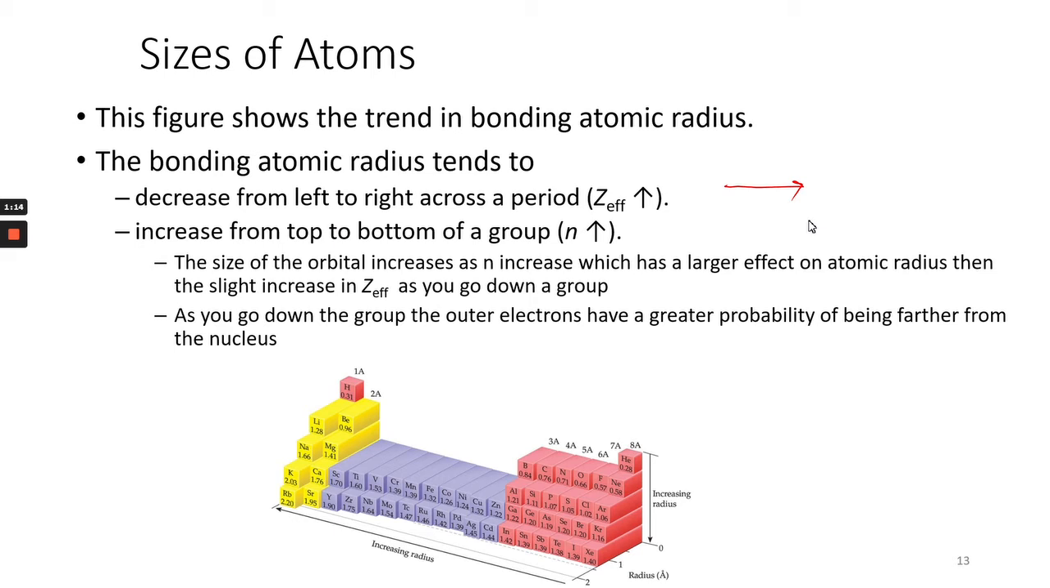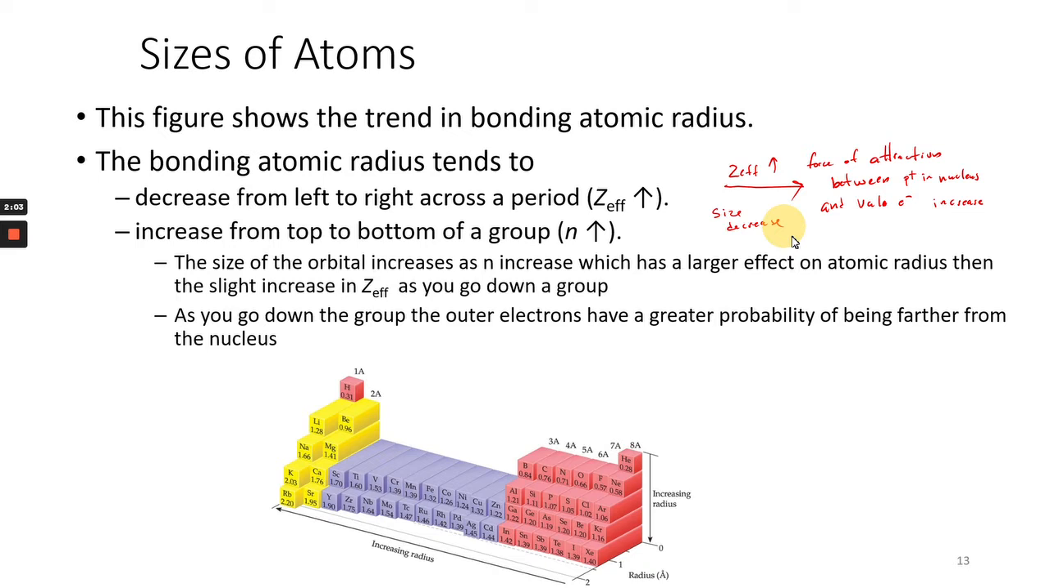As you move across a period this way, and in our last video we talked about how Z effective, the effective nuclear charge, increases, so the force of attraction between the nucleus, which is the protons, and your valence electrons increases. If they are attracted to each other more because the Z effective is higher, the electrons will move closer to the nucleus, making the size decrease. So as you move across, the size of your atom decreases.